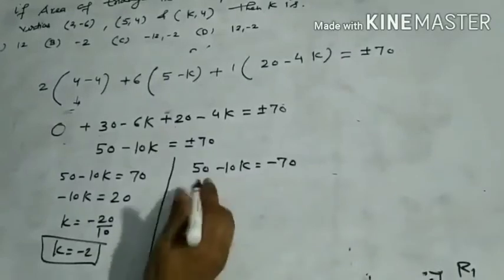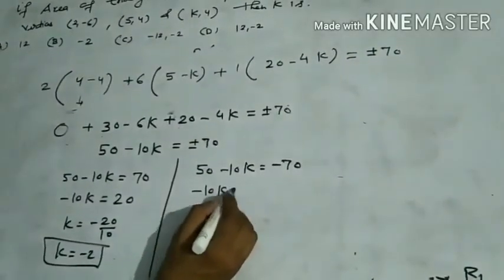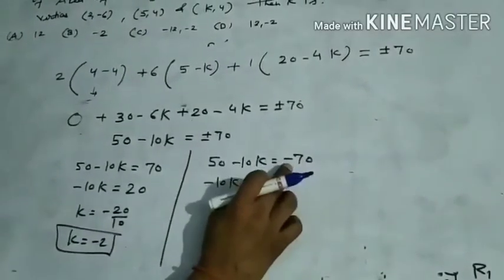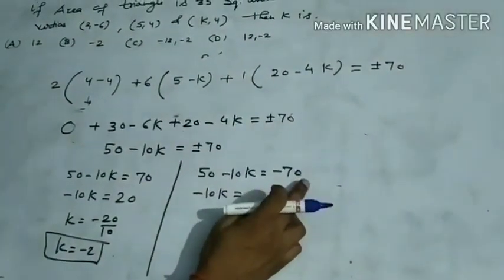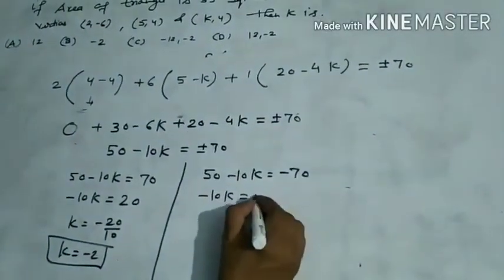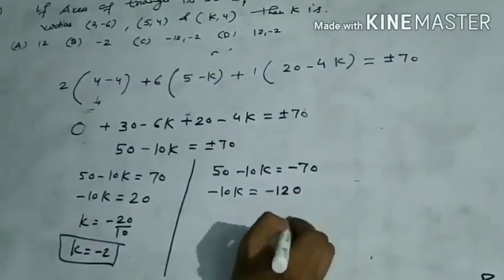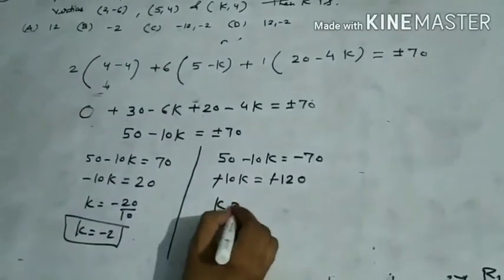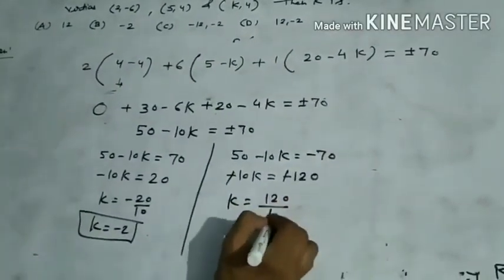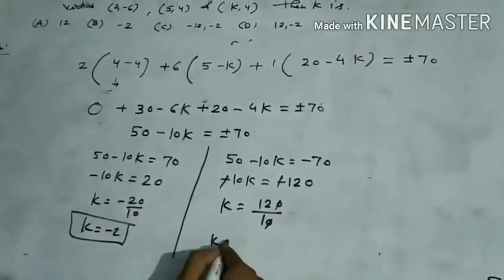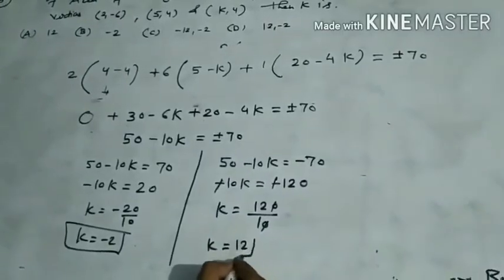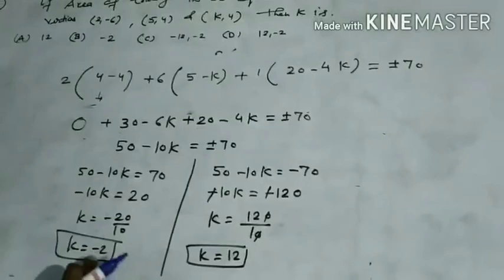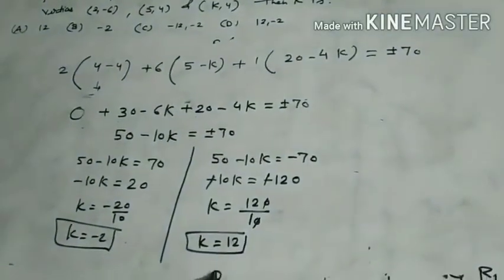For the other one, minus 10k, and when we shift plus 50 to the other side, it becomes minus 50: -70 minus 50 gives -120. The negatives cancel out, so k equals 120 by 10, so k equals 12. So what we are getting is k equal to 12 and k equal to -2, so option D is correct.